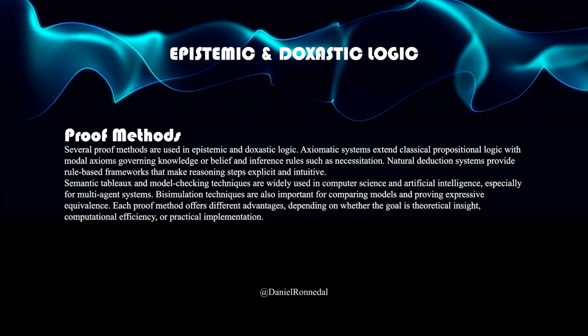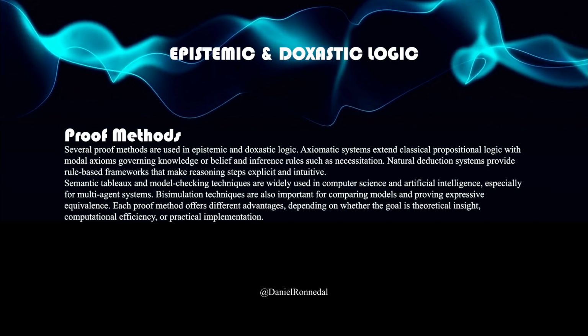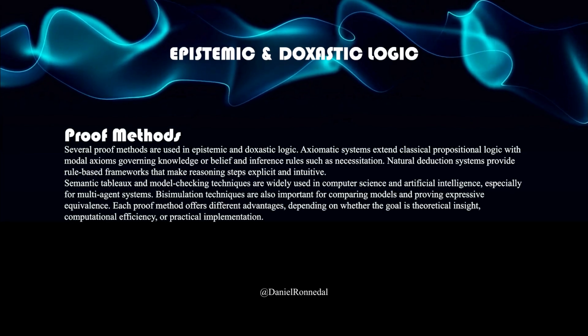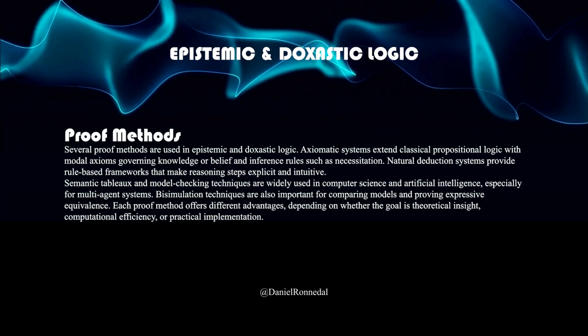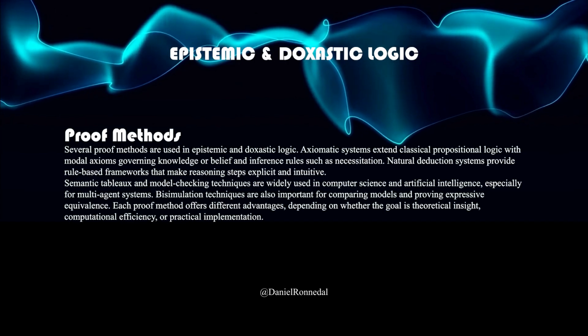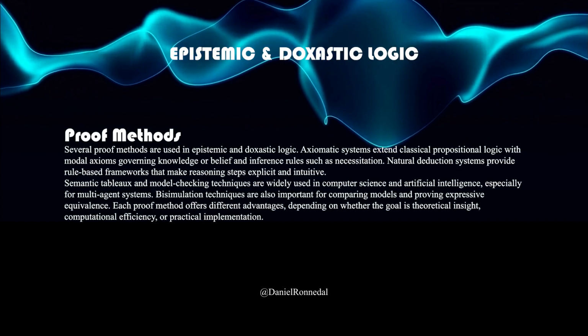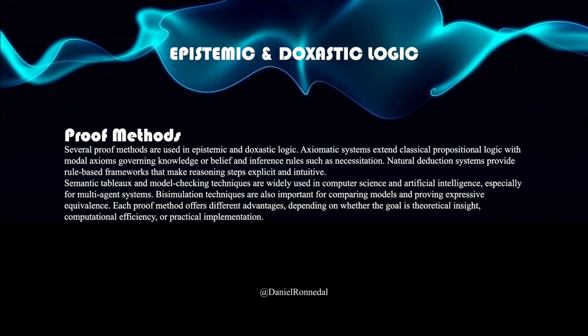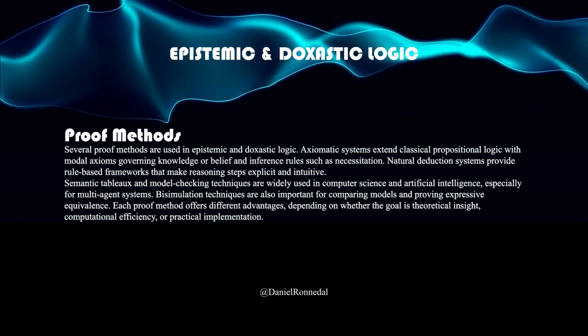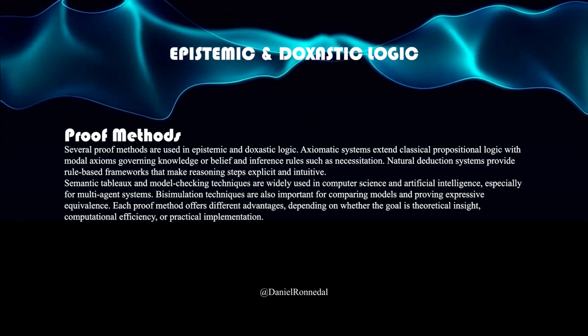Semantic tableau and model-checking techniques are widely used in computer science and artificial intelligence, especially for multi-agent systems. Bisimulation techniques are also important for comparing models and proving expressive equivalence. Each proof method offers different advantages depending on whether the goal is theoretical insight, computational efficiency, or practical implementation.